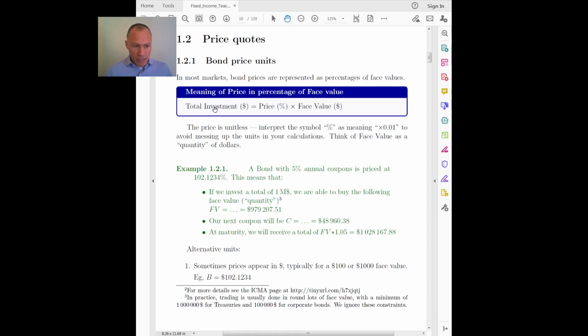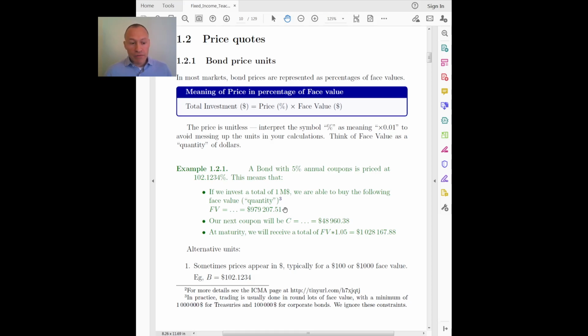So 1 million on the left, here the price is 102.1234, and then I can solve for the face value. So the face value will be the $1 million divided by 1.021234, right? And that will give me a face value of this amount here. Again, think of this as the quantity of the bond that you're able to buy.